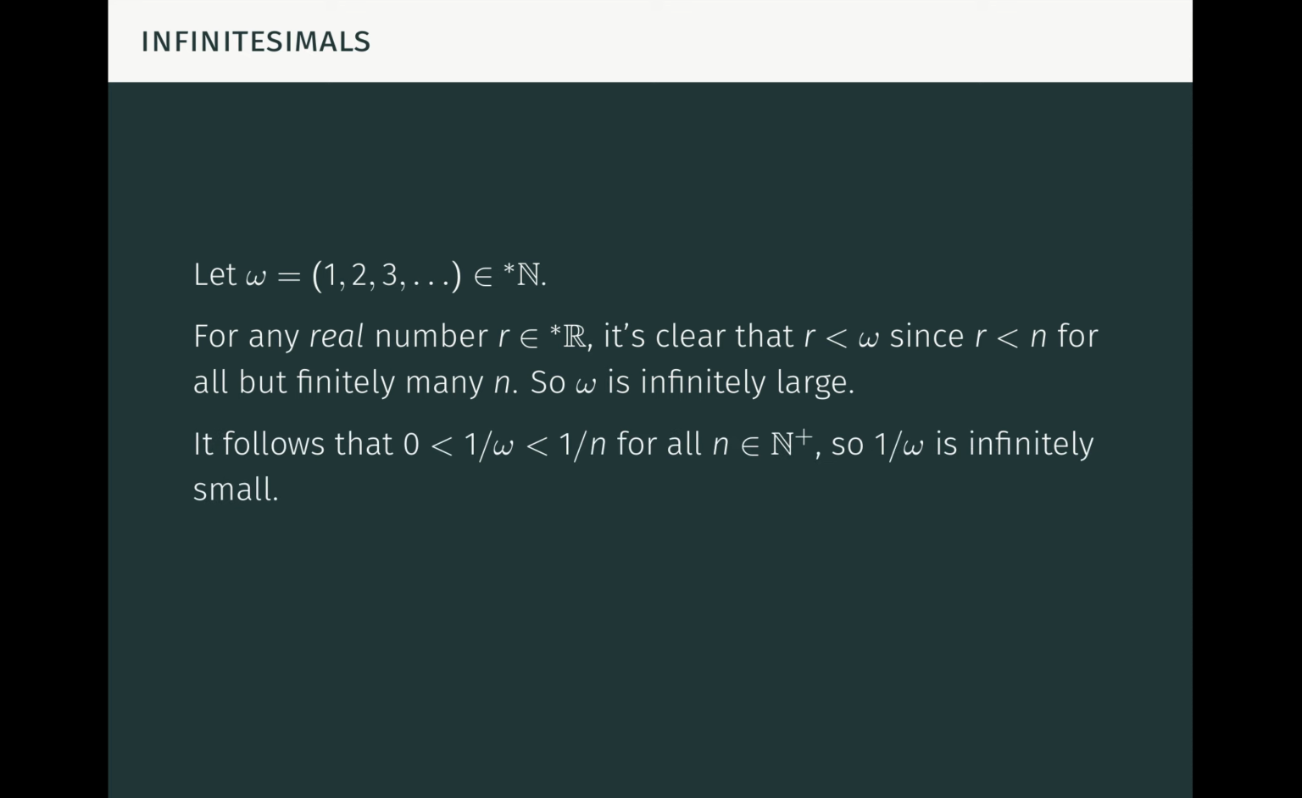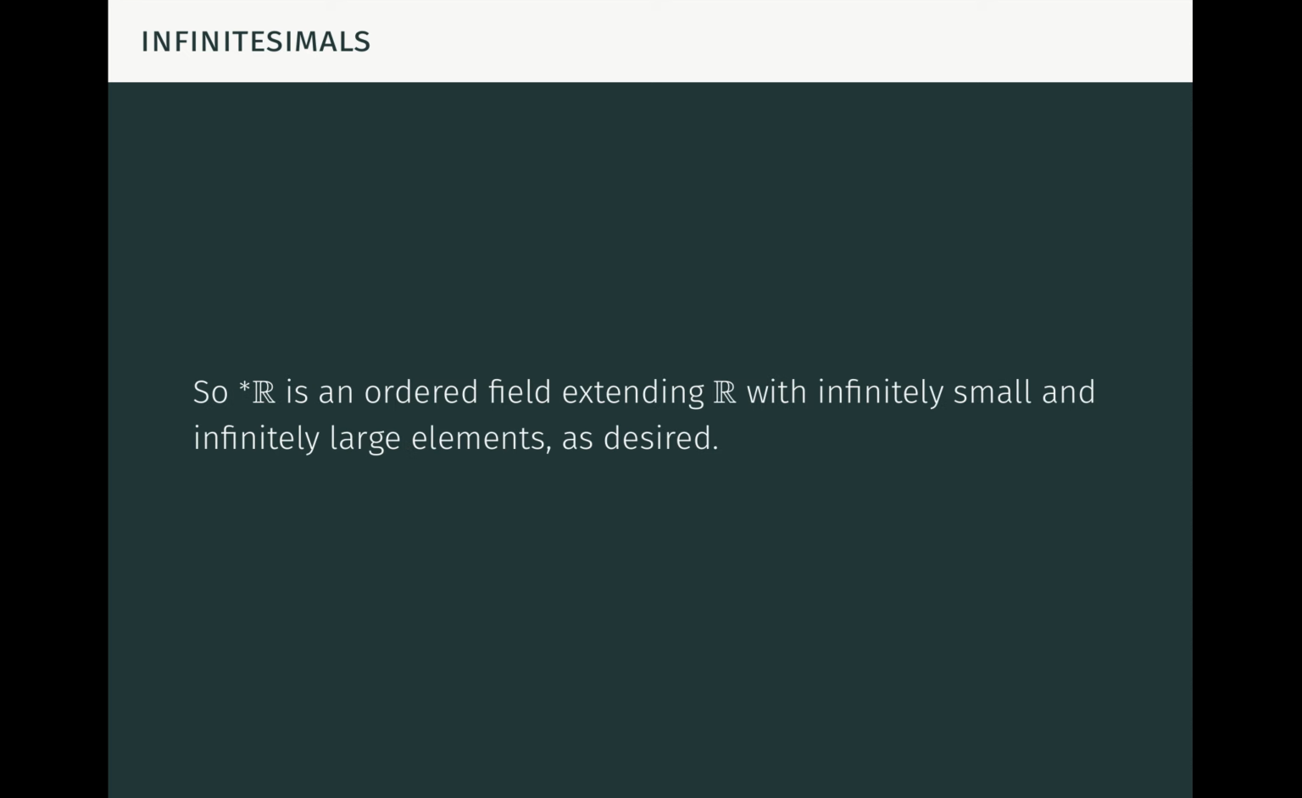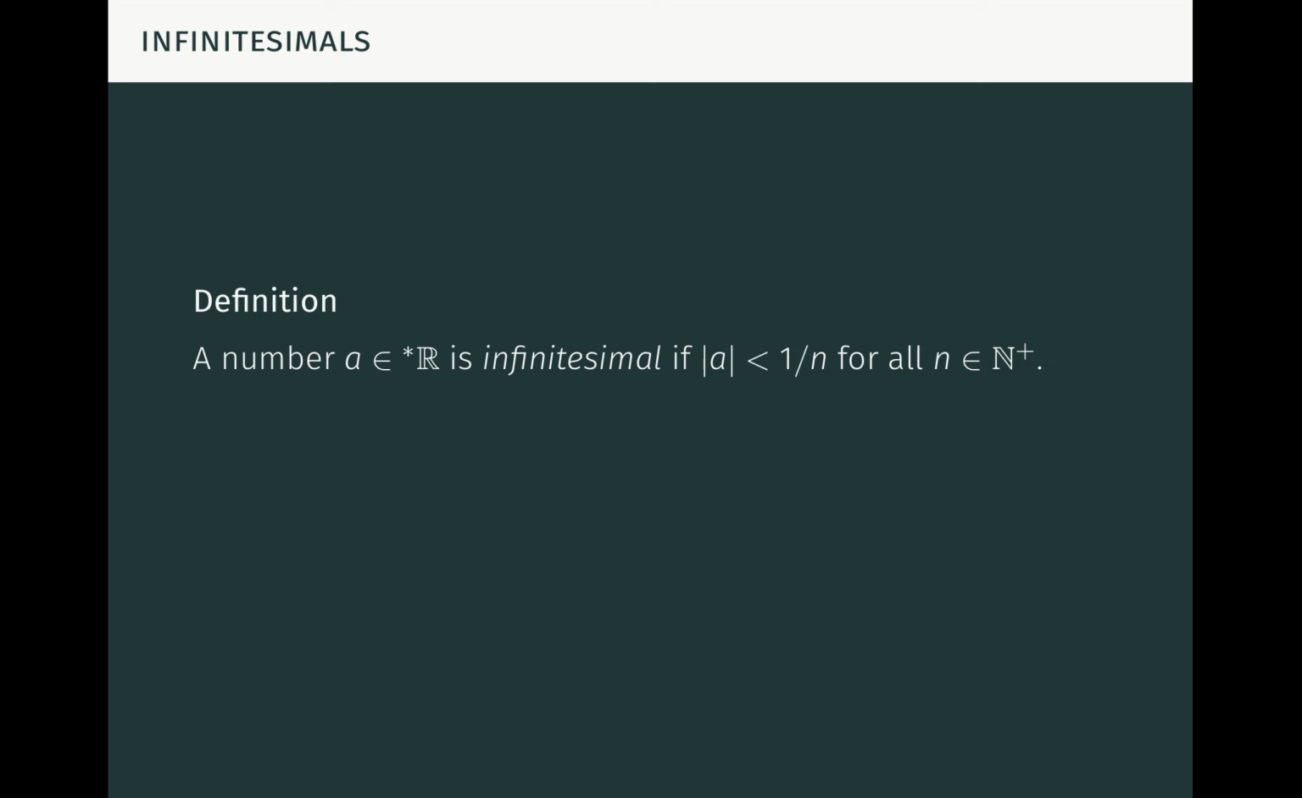It follows from the ordered field properties that 0 is less than 1 over omega, which is less than 1 over n for all natural numbers n. So 1 over omega is infinitely small. Note that 1 over omega is just the sequence 1, 1/2, 1/3, and so on in star R. This means that star R is an ordered field extending R with infinitely small and infinitely large elements, which is what we wanted. Now we can introduce some additional definitions.